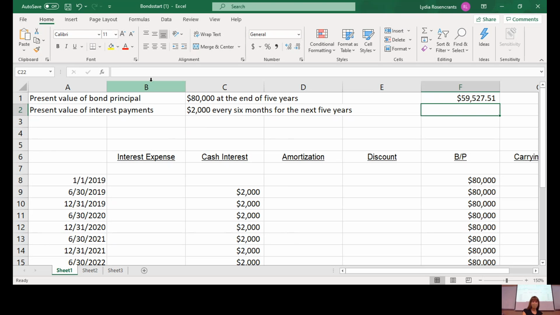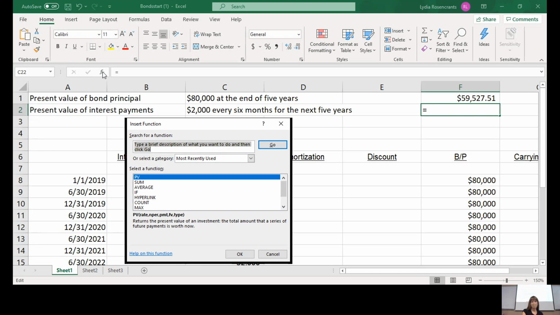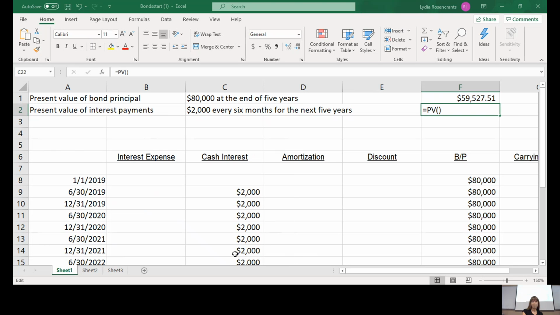The interest. Let's go back and do our function sign again. And PV should already be there now. Thankfully the rate and the period will be the same. We don't have to change that. It's the market rate cut in half, and the period of the bonds doubled. So it's going to be the same for both. The only difference is that we don't use the future value because that's a single payment.